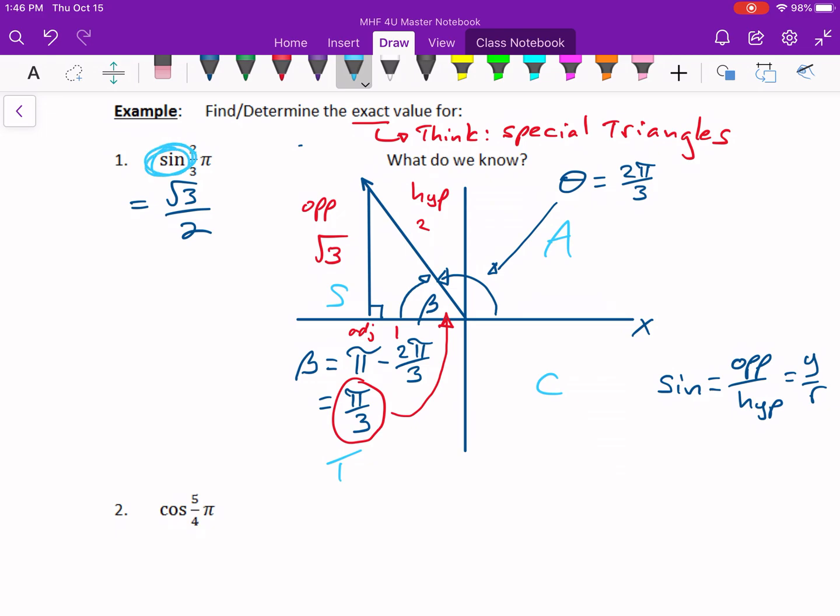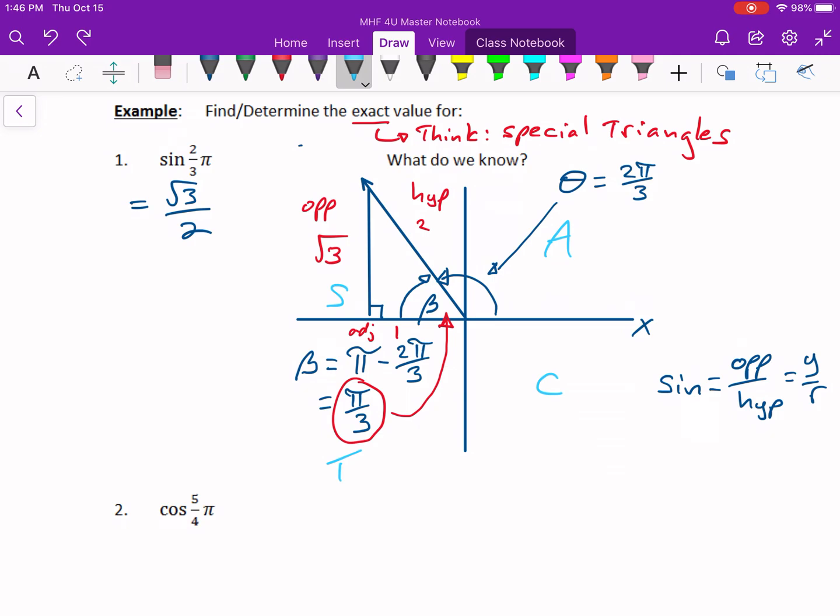Since we're dealing with sine, sorry, did I say negative? I meant to say sine is always positive. Second slip of the day. Anyway, sine is always positive, and therefore it's going to be positive root 3 over 2.